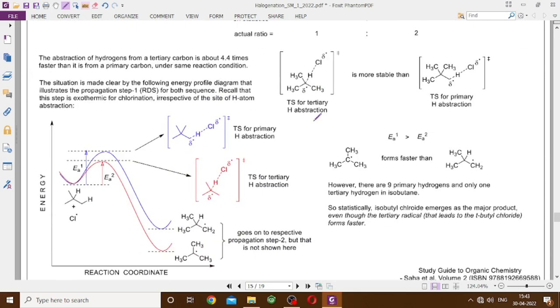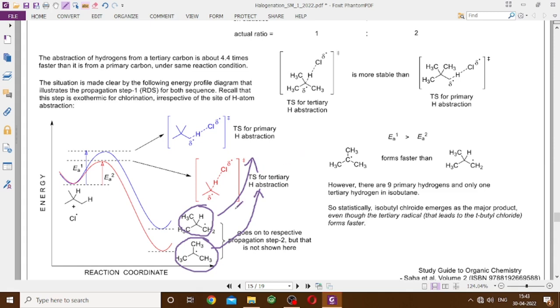There is no doubt about it, and this is where the diagram tells us so. The red thing is the tertiary hydrogen abstraction. Look at the activation energy, that's lower. The blue thing is the primary hydrogen abstraction, that is the higher activation energy. As a result, you can see that this one is forming at a faster rate compared to that one, and this one will lead to the formation of the tertiary butyl chloride. This one will lead to the formation of the isobutyl chloride.